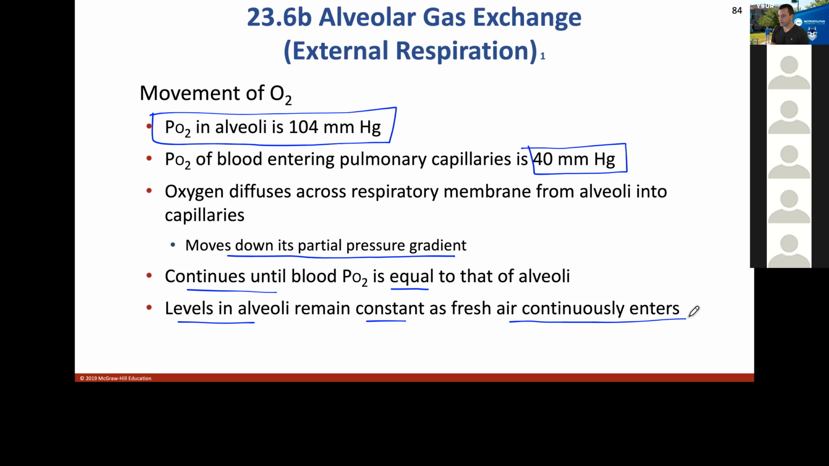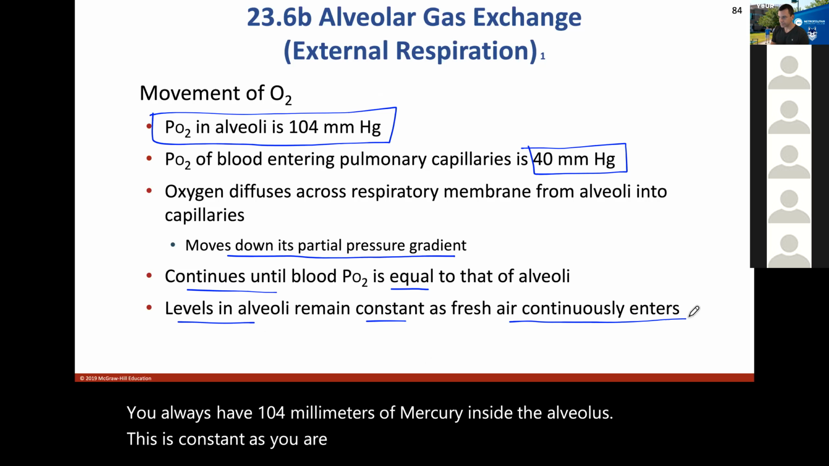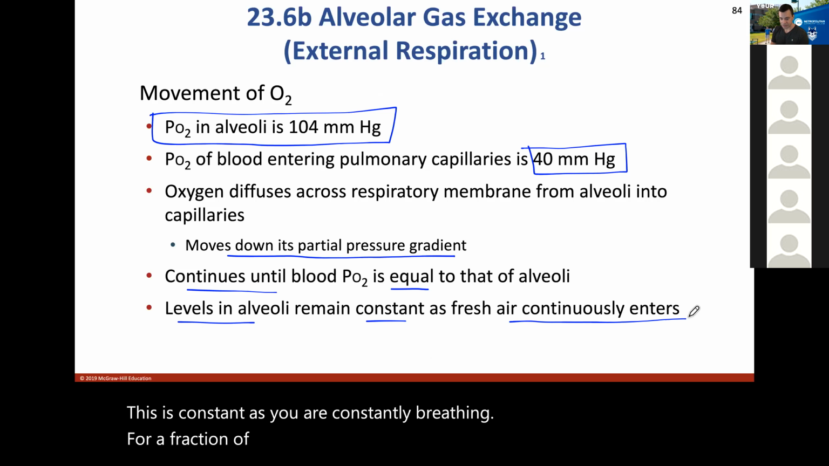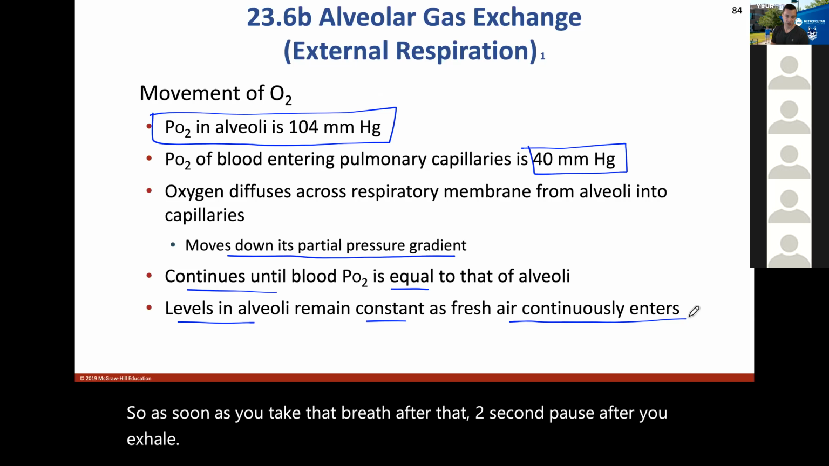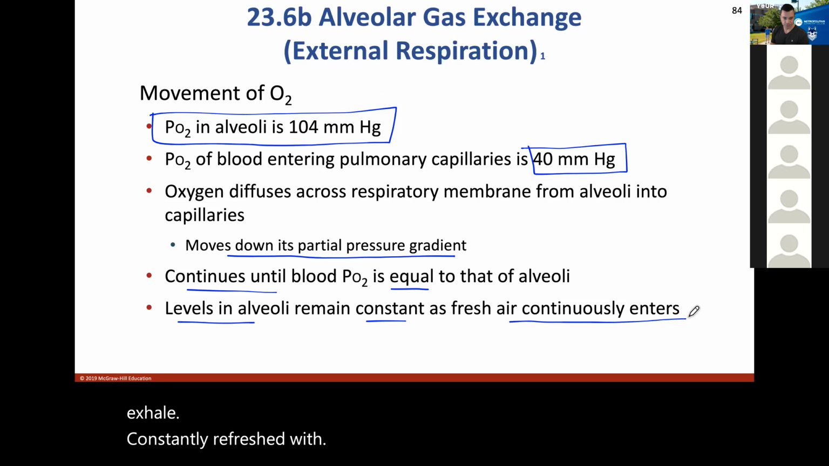You always have 104 millimeters of mercury inside the alveolus. This is constant as you are constantly breathing. For a fraction of a second, there's a 2-second pause after you exhale, and then it's constantly refreshed with more oxygen molecules, so that pressure can stay maintained.